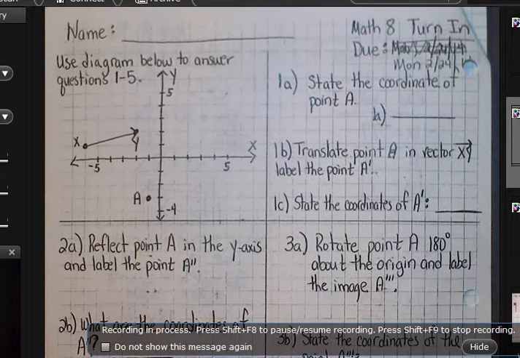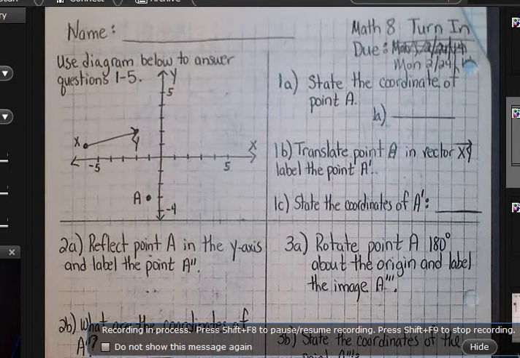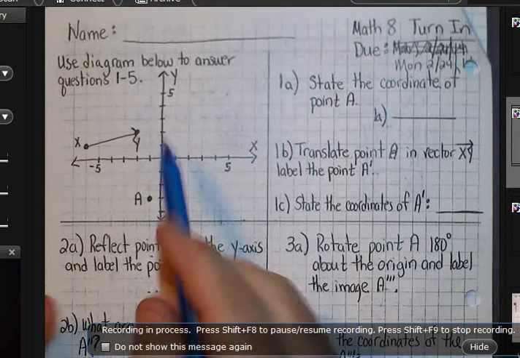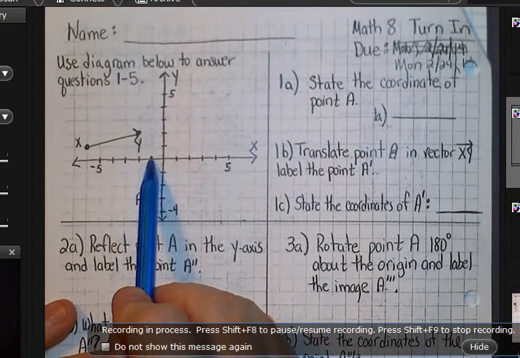Okay, turn in number 4. Turn in number 4, we're going to switch topics and we're going to work with the transformation topic, the rigid motion topic that we talked about in the beginning of the year. The diagram that we're given is right here. Use the diagram to answer questions 1 through 5.